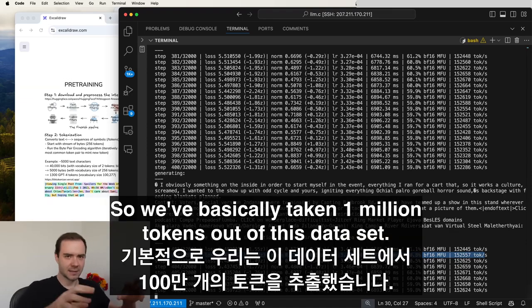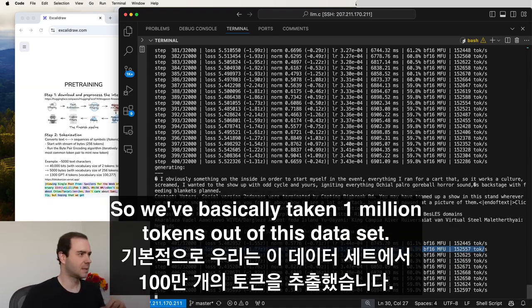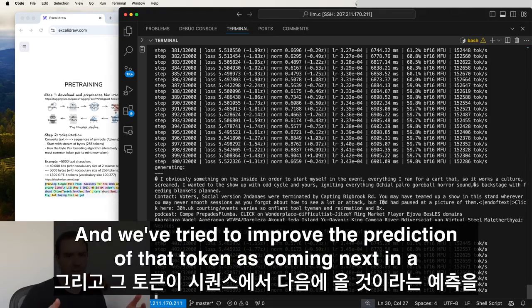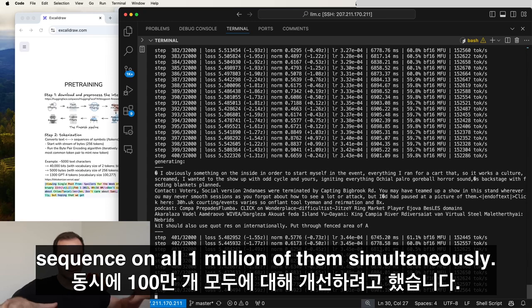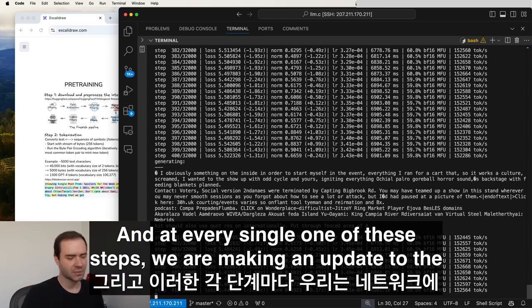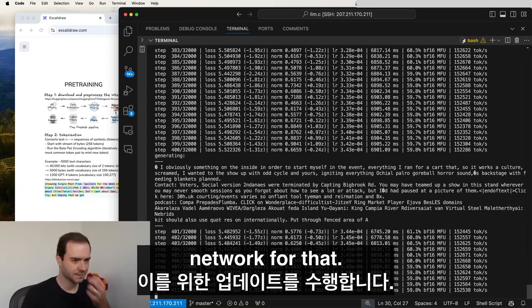So we've basically taken 1 million tokens out of this data set, and we've tried to improve the prediction of that token as coming next in a sequence on all 1 million of them simultaneously. And at every single one of these steps, we are making an update to the network for that.